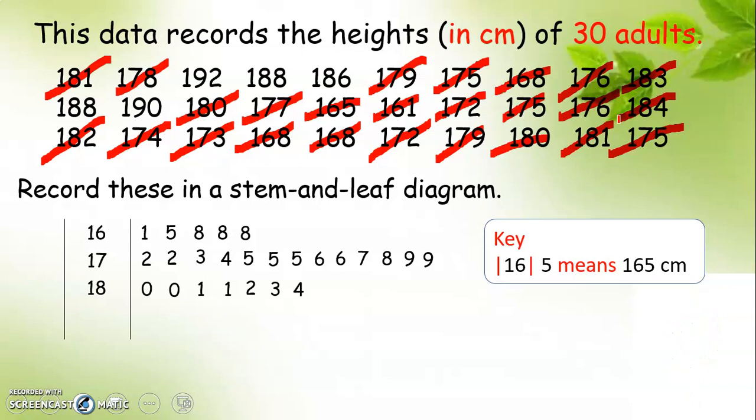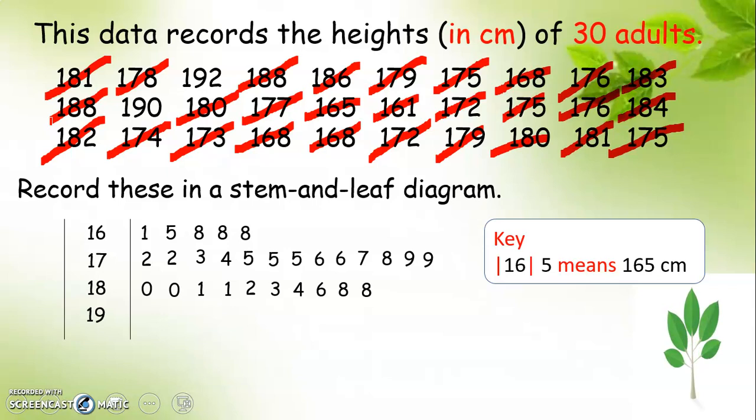So next to it is 186. Okay. And next is 188. So how many 188 do we have? So we have 2 188. And the last is the number that begins with 1 and 9.